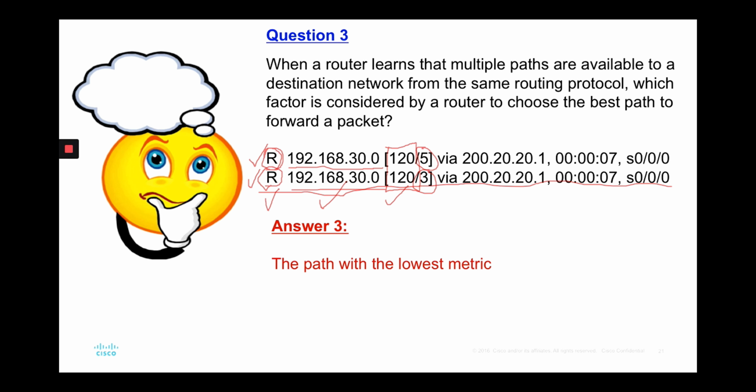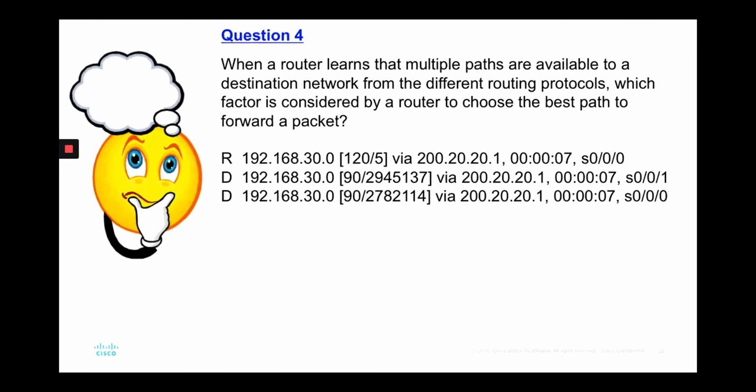So the router is going to choose the second consideration, which is to look at the lowest metric. Okay, let's move on to question number 4. When the router learns that multiple paths are available to a destination network from different routing protocols, which factor is considered by the router to choose the best path to forward a packet?